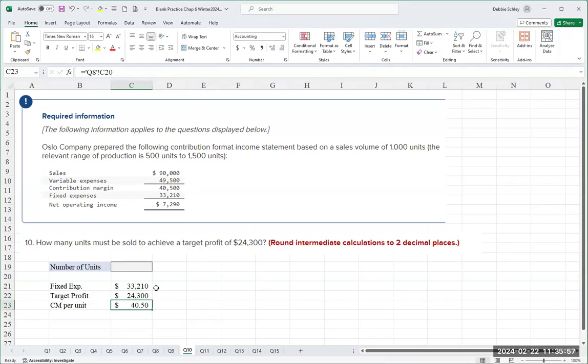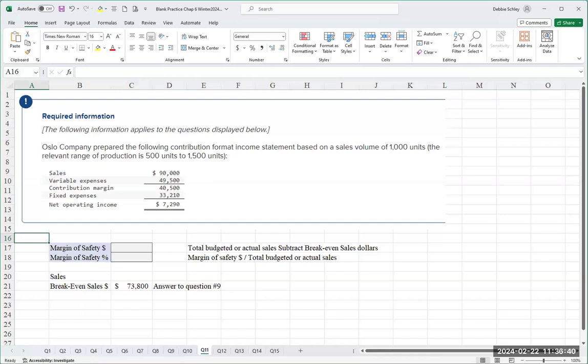Now, my contribution margin has to cover my fixed expense and my target profit. And they want it in units, so I'm going to divide by the contribution margin per unit. So this is done by taking the open parentheses, fixed expense plus the target profit, close parentheses, divided by the contribution margin per unit, which again was the answer in question 1. So that tells me to get to this target profit, I need to sell 1,420 units.